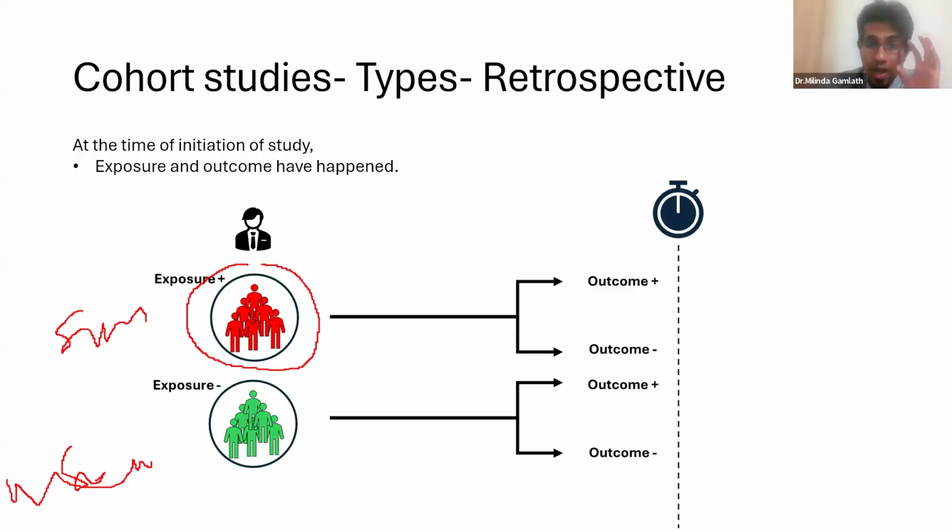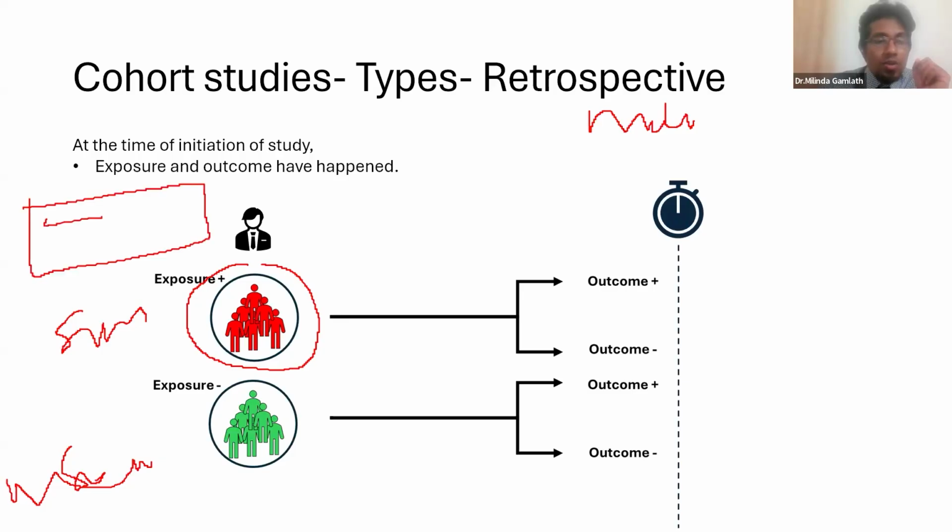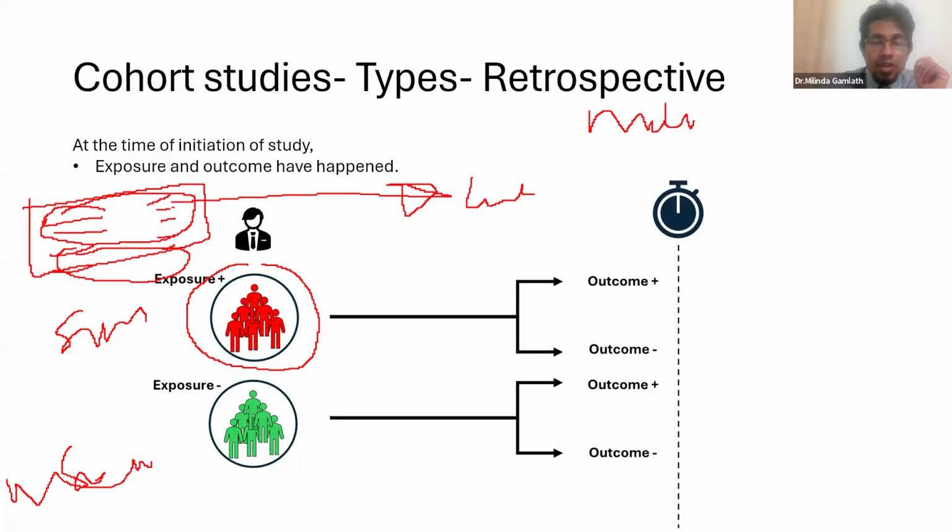Their outcomes have already happened. People who have got lung cancer have already got lung cancer, but you have their medical records. So you go back into the clinic records and you see how many patients there are, and let's just imagine their smoking status is also mentioned. So you can divide these patients into smokers and non-smokers. And then the outcome has already happened. You see how many of these people have developed lung cancer. So that is an example of a retrospective cohort study.